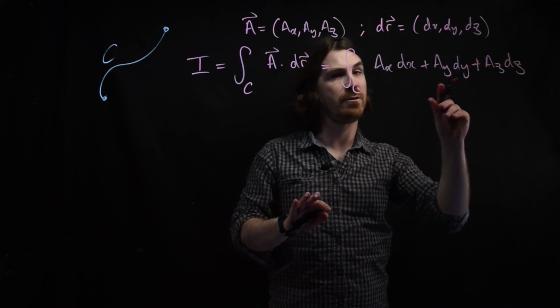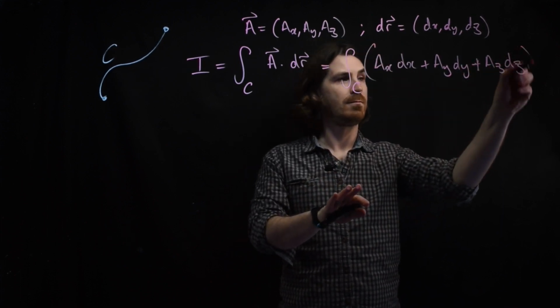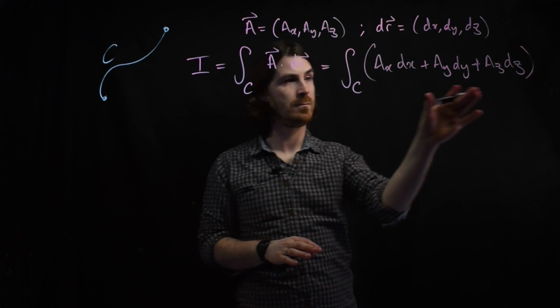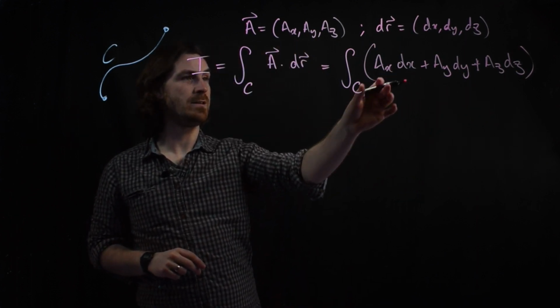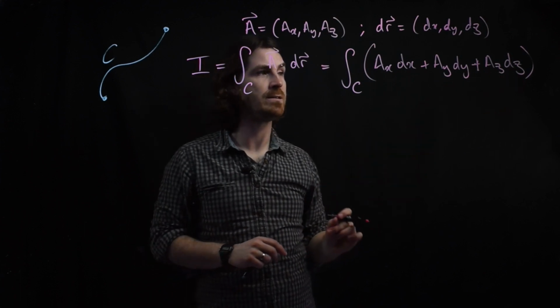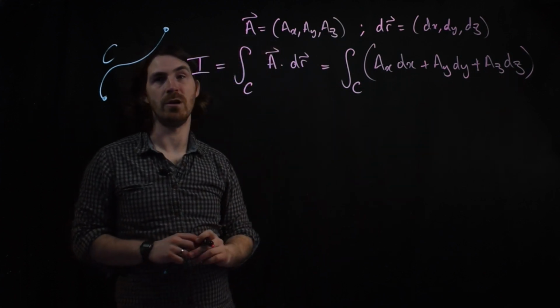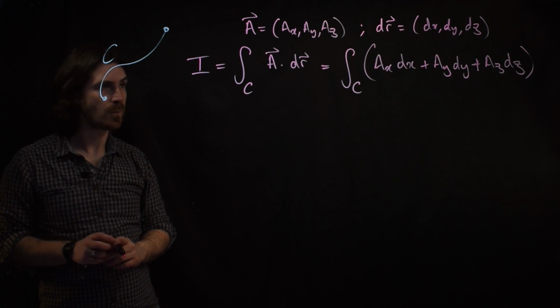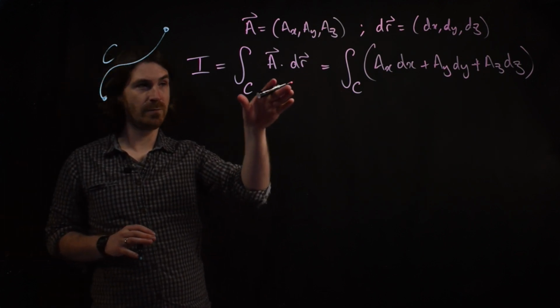So effectively three different types of integral: the integral of ax dx plus the integral of ay dy plus the integral of az dz along some curve C. So this is a line integral of the second kind.